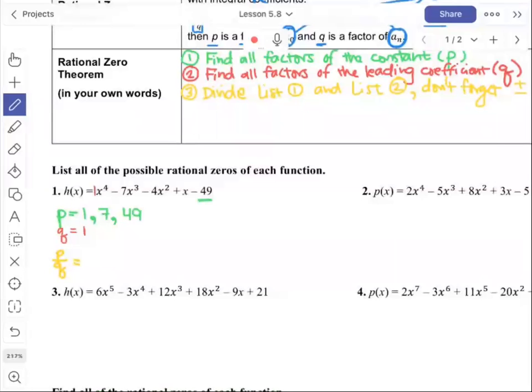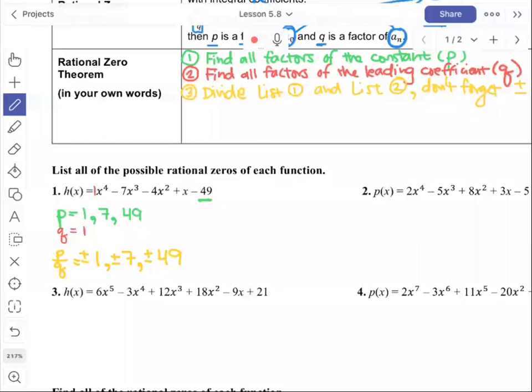So if I look at my P list, I have 1. And then if I look at my Q list, I have 1. So 1 over 1, I get 1. And then 7, I'm going to go through my list. 7 over 1 gets me 7. And 49 over 1 gets me 49. And I need pluses and minuses in front of each of these numbers. All right, so 1 over 1, 7 over 1, 49 over 1. And that is my list of P over Q.